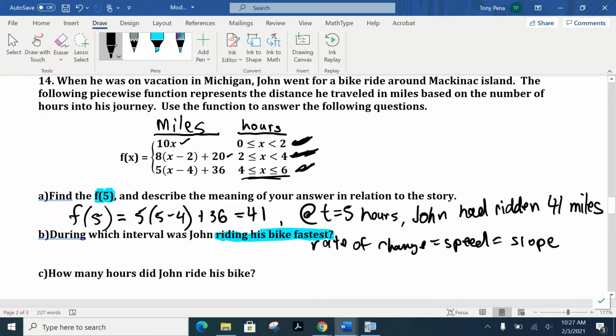So if I want the greatest speed, I really just want the greatest slope. So here his slope was 10. Here his slope was 8. Here his slope was 5. So he's moving the fastest. He was going 10 miles per hour in that first interval. So we would want to say over the interval of 0 to 2, that's when he was moving the fastest. He's moving the slowest at the end because this would be 5 miles per hour, 8 miles per hour, 10 miles per hour. So 10 is the fastest, 5 is the slowest.